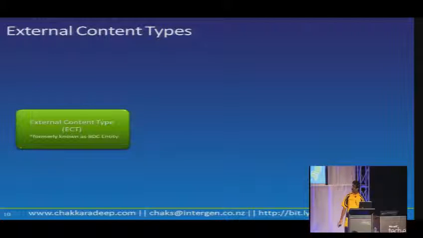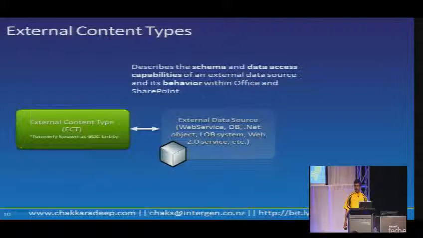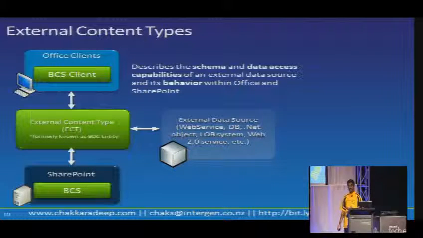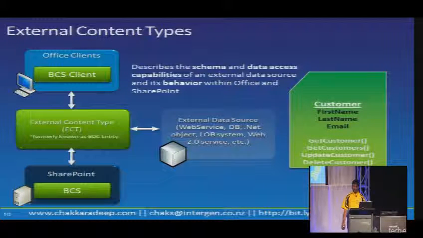A little bit about external content types. They describe the schema and the various capabilities involved when interacting with your external data source, the methods and operations, and they present your data to SharePoint as well as the Office clients. You could have an external content type called Customer with some properties, probably last name, first name, email, and some methods to actually fetch the data.